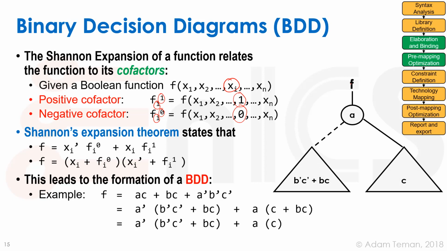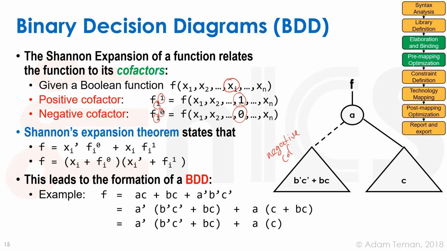So look, we have f. f is pointing at our first variable, a, and what do we have over here? If a equals 0, then we get this function. If a equals 1, then we get this function. Well, look, if a equals 0, then we get, this must be the negative cofactor.